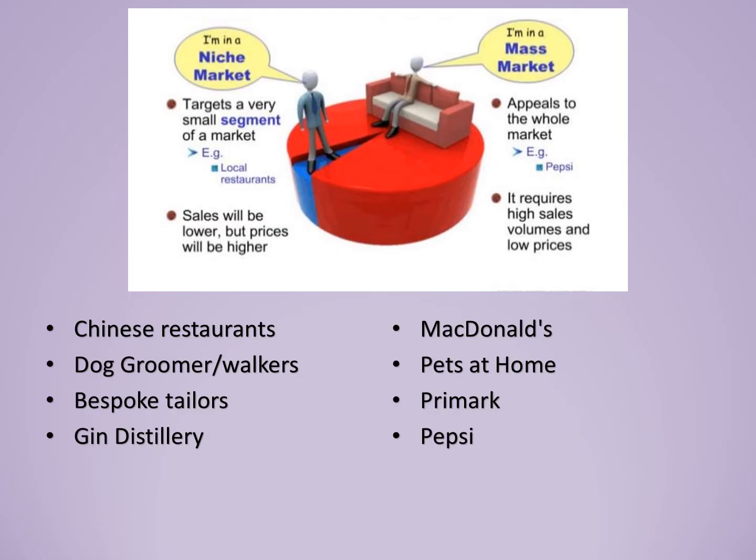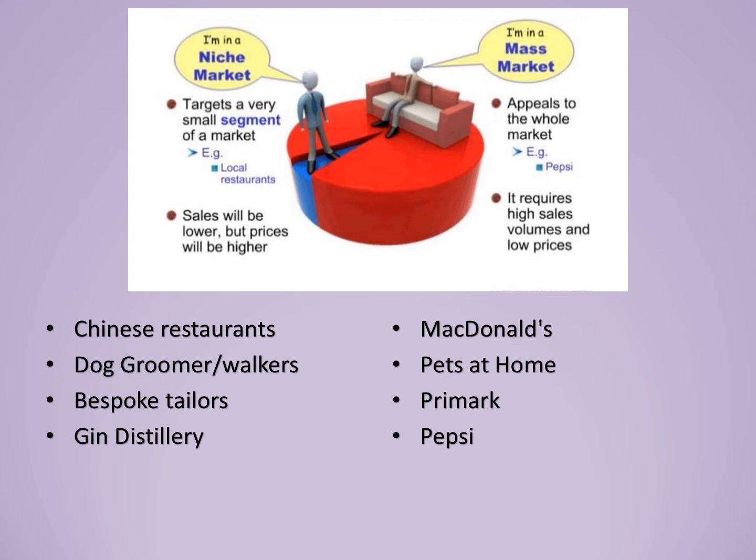So here you can see a niche market targets a very small segment of a market, and its sales tend to be lower, but prices are usually higher because there are fewer people who have the demand for it, but the ones who are there do not mind spending the money. Examples would be Chinese restaurants versus McDonald's, which is mass market, appealing to a whole market, higher volumes of sales but usually low price. A Chinese restaurant is catering to people who want Chinese food, whereas McDonald's is catering to everyone. It's going global. It's not just in a local area.